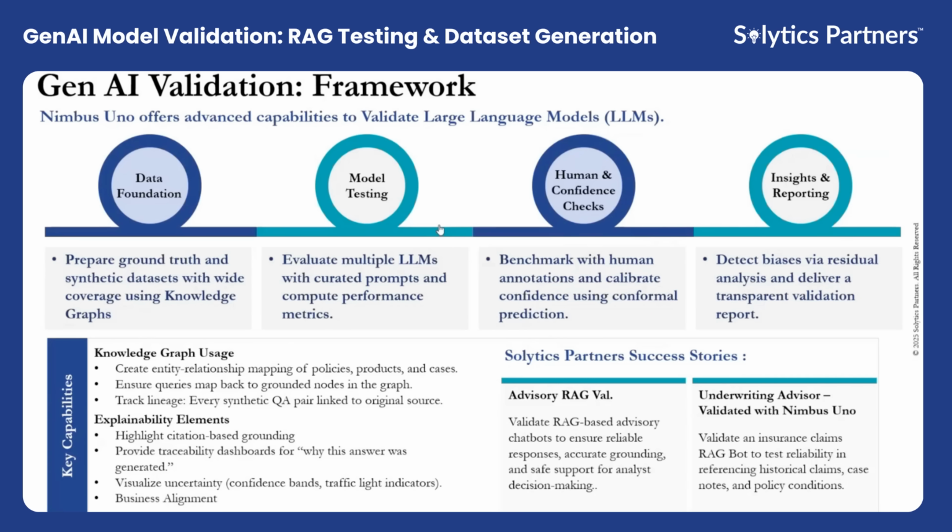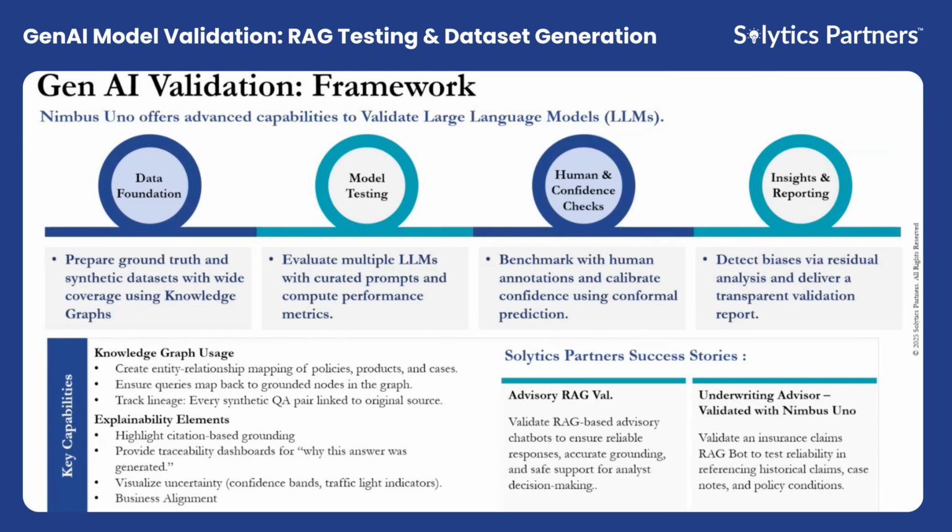For example, when validating a RAG-based application that answers customer queries from internal documents, we begin by creating ground truth question-answer pairs from those documents. Once this dataset is prepared, we then test multiple large language models, evaluating their output quality and relevance.